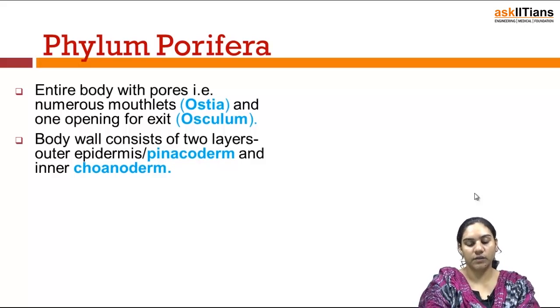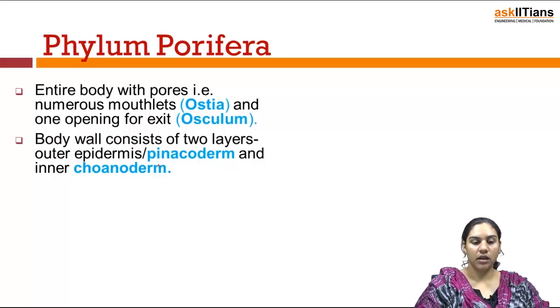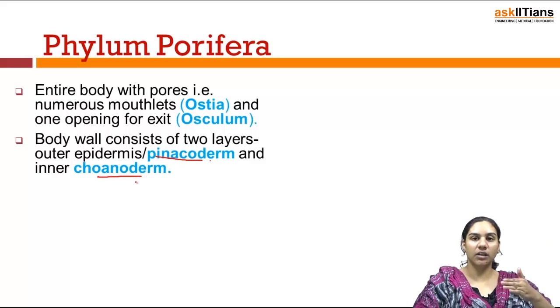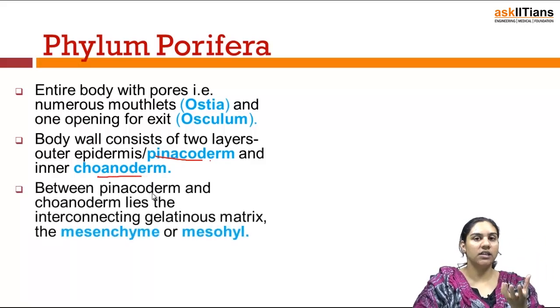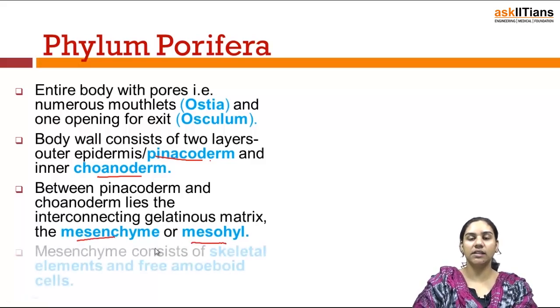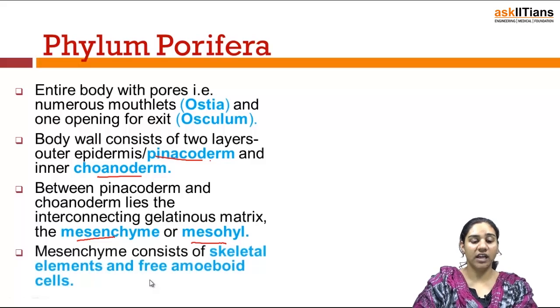The body wall of the sponges consists of two layers, the outer pinacoderm and the inner choanoderm. Between the pinacoderm and the choanoderm, there is a distinct gelatinous matrix called the mesenchyme or the mesohyle. It acts as an interconnecting layer between the pinacoderm and the choanoderm. So this layer is called the mesenchyme or the mesohyle. Now the mesenchyme consists of skeletal elements or free amoeboid cells.